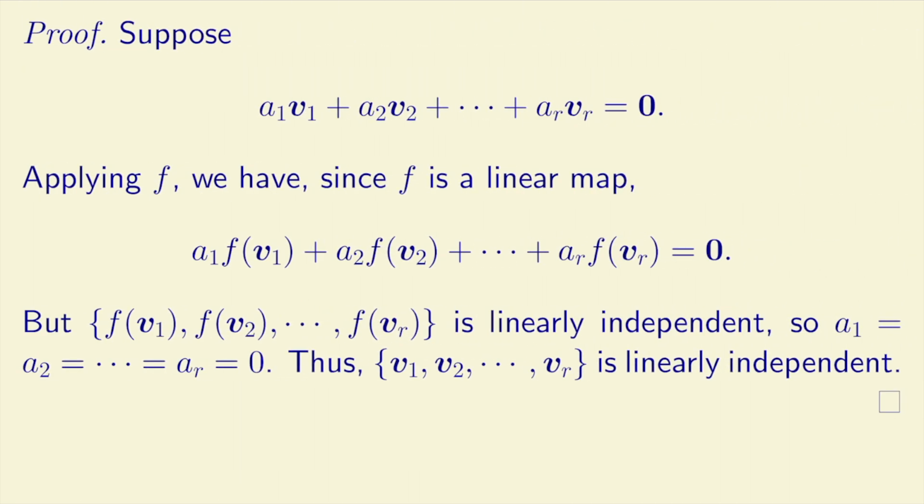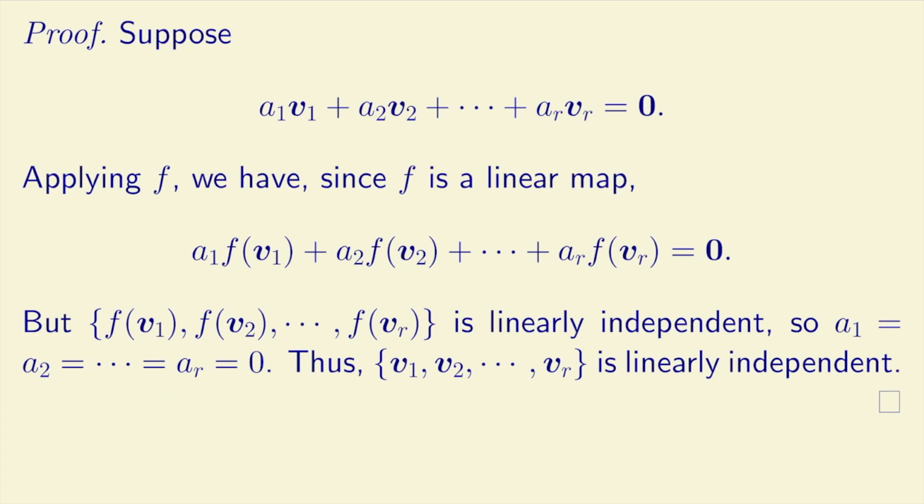The proof starts by assuming a linear combination of the original vectors equals 0. So a1 v1 plus a2 v2 plus ... plus ar vr equals 0. Then it applies the linear map f to both sides. Because f is a linear map, this gives us a1 f of v1 plus a2 f of v2 plus etc., plus ar f of vr equals 0. Oh, I see where this is going. Since the set f(v1), f(v2), ..., f(vr) is linearly independent, the only way that equation can be true is if all the coefficients, the a's, are 0.